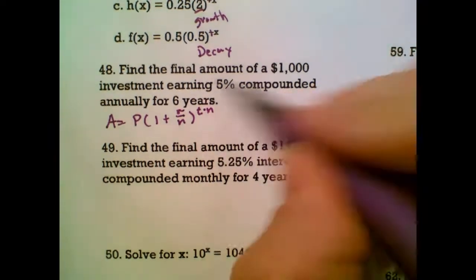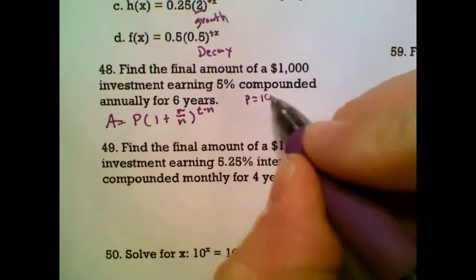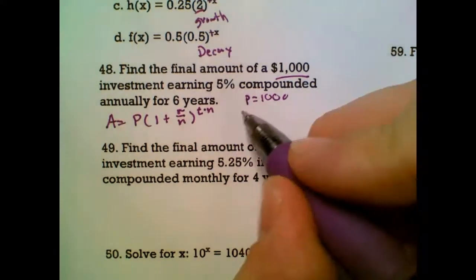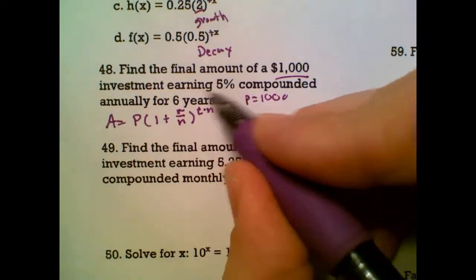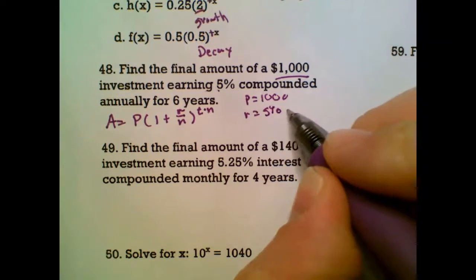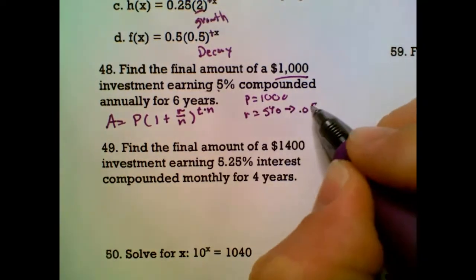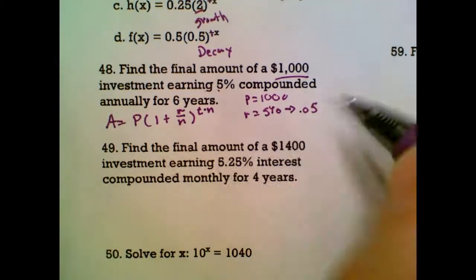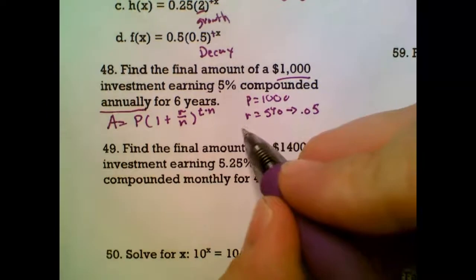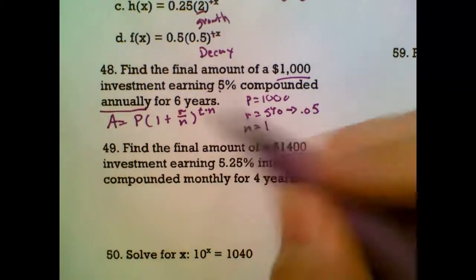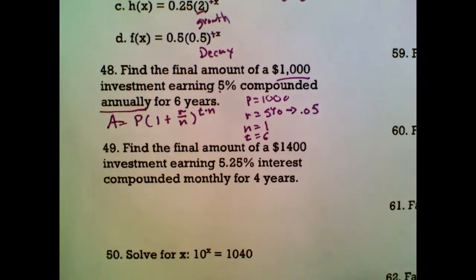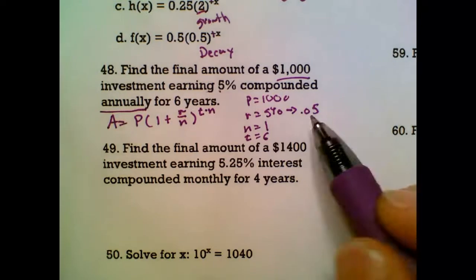Okay, so our p is our initial principal, so p is equal to 1,000. That's given right here. Our r is our rate of change. It's 5%. Change that to a decimal, so that's 0.05. Compounded annually, well, that's once per year, so our n is equal to 1. And for 6 years, so our t is equal to 6. So we just take all those things and plug it into our formula.